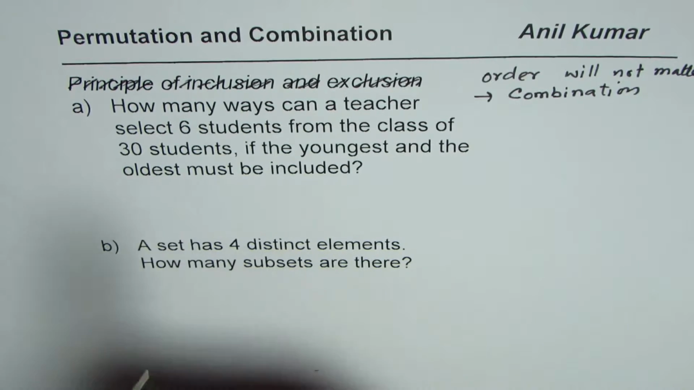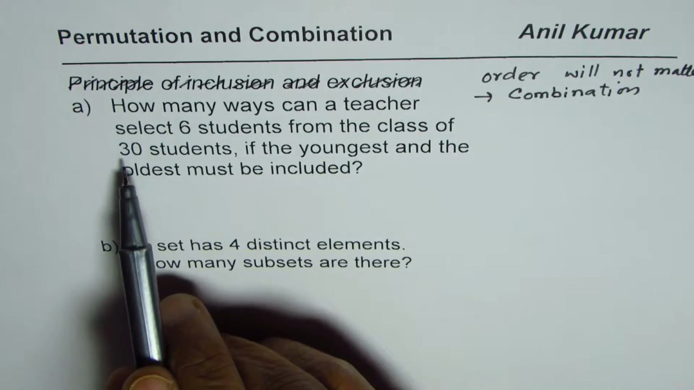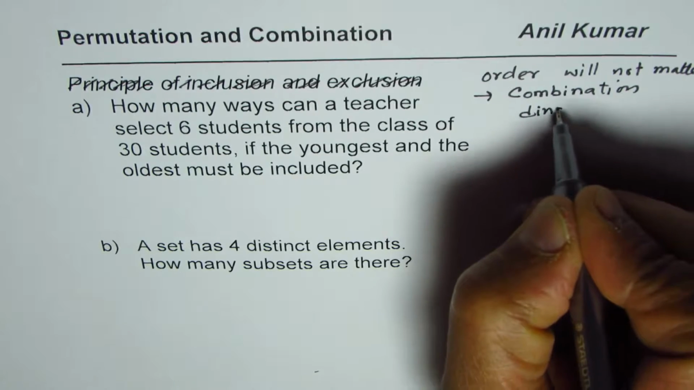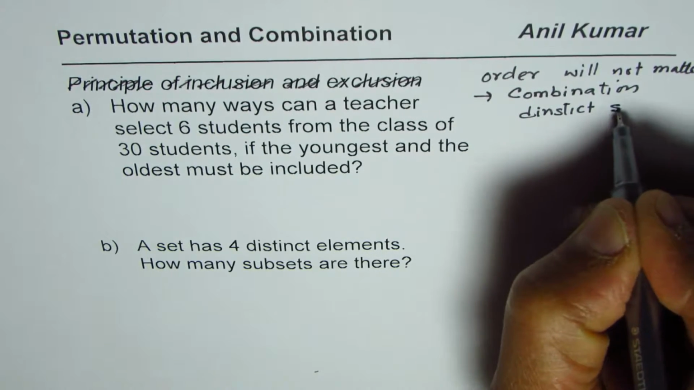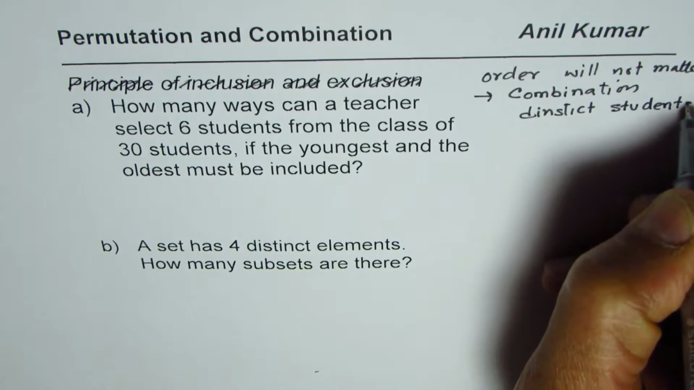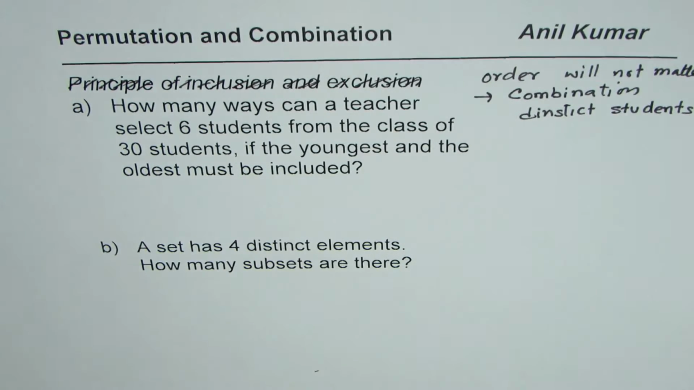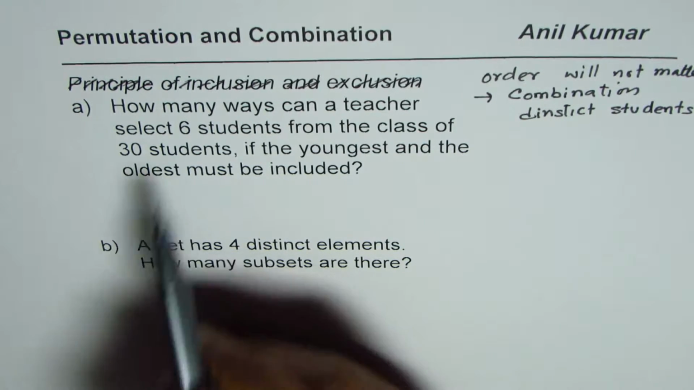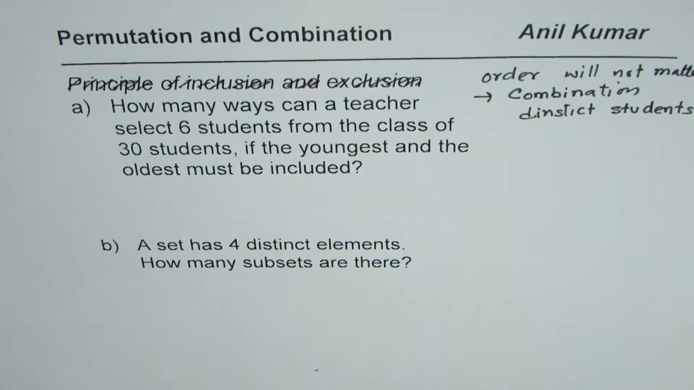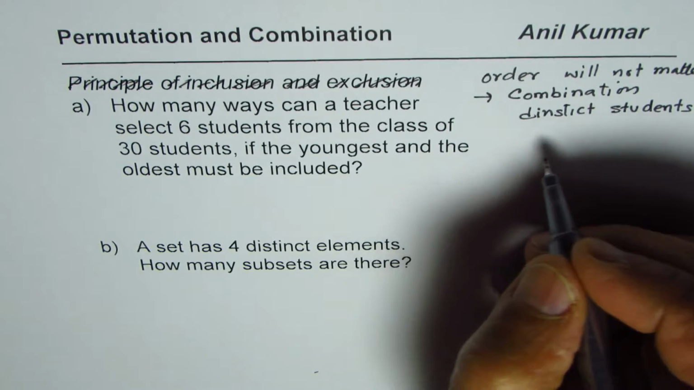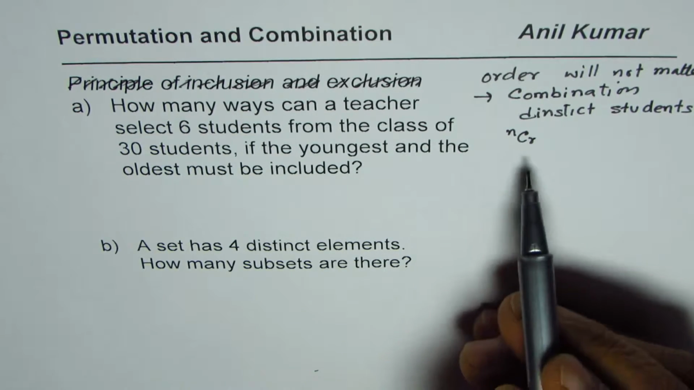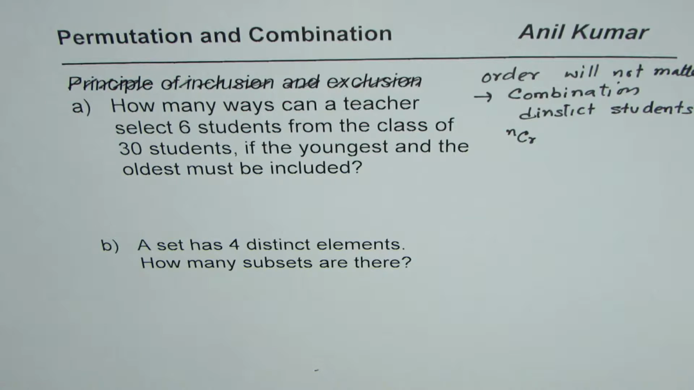Okay, so that is a question based on combination. And what are we doing here? We have distinct students. All 30 students are distinct. And in that, we are selecting some out of all, so not all of them. We are selecting 6 out of 30, so we are selecting r in a way. Therefore, the formula to be used is nCr, since we are selecting 6 out of 30, not all of them. So that is how we approach a question.